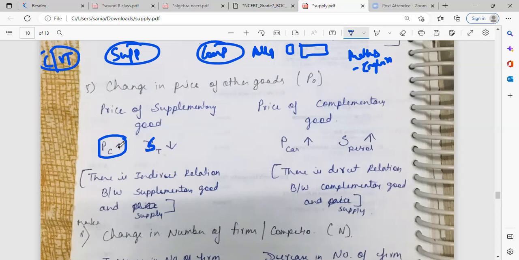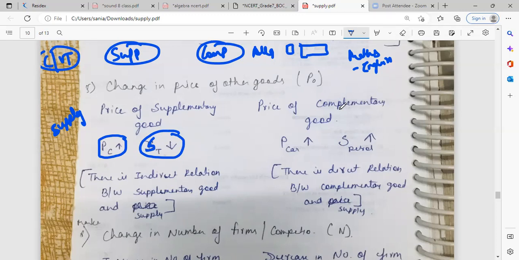So if prices of coffee increases, right? So what you will do? You will produce more coffee, right? Because you are a supplier. So you will produce more coffee and you will produce less tea, right? So if price of coffee increases, the supply of your other good, which is the supplement of that, falls. Clear? So there is an indirect relationship between supplementary good and supply. You got this point, students? No? Yes? Yes, ma'am. Understood.